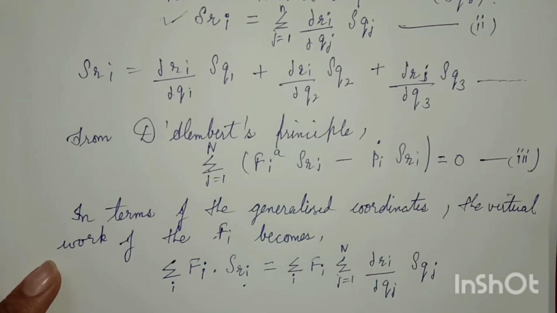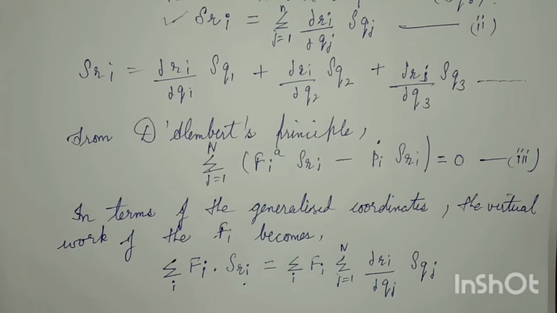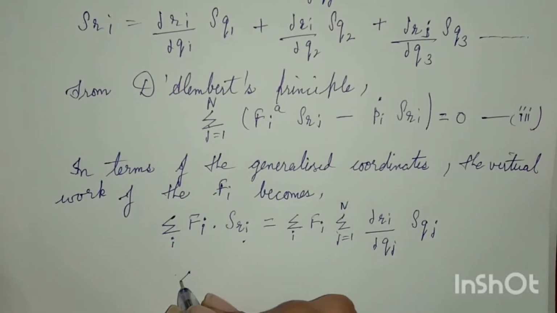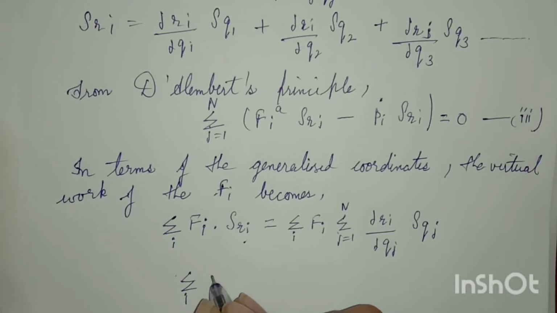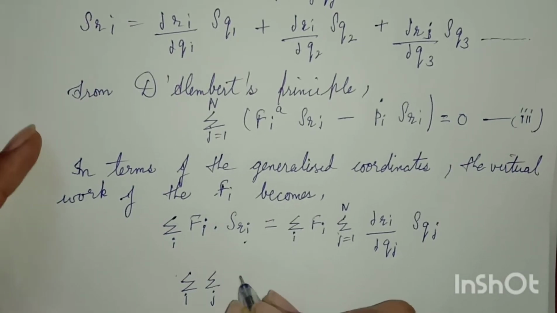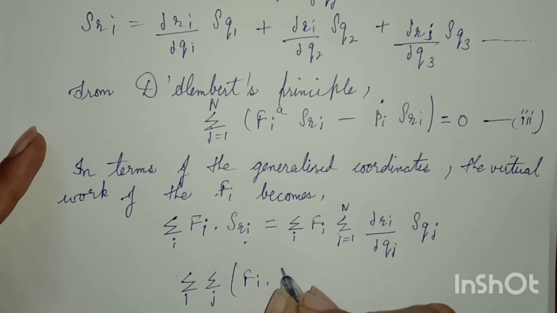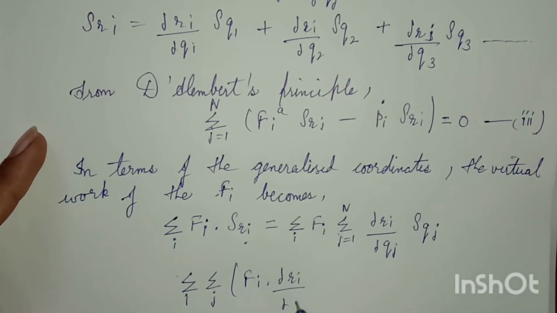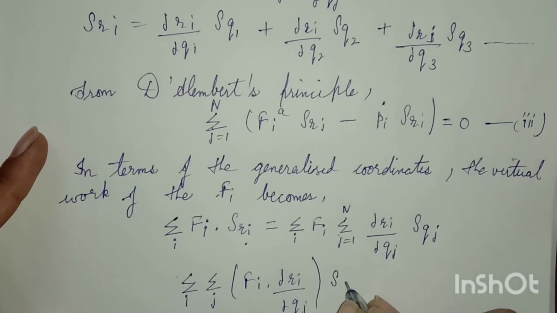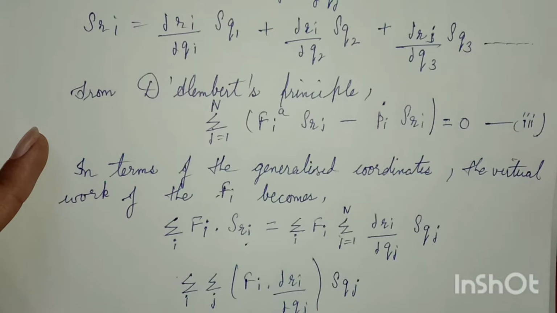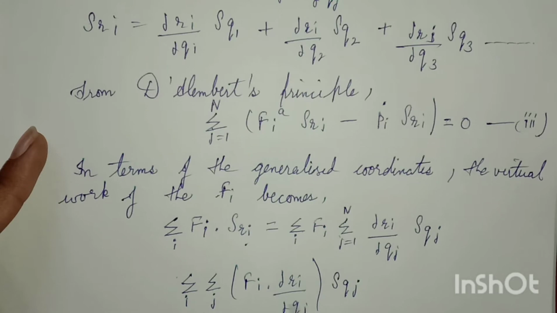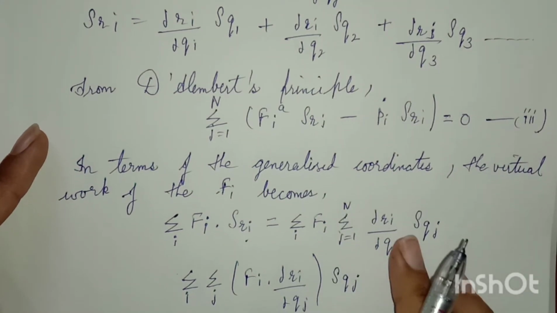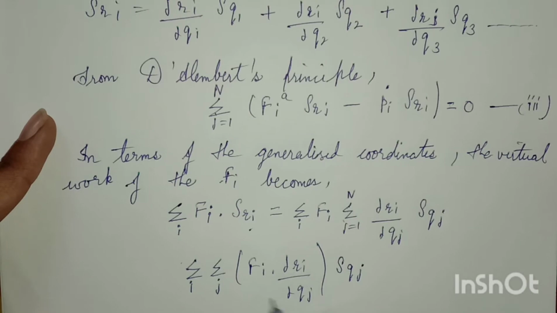Now we can write summation i, and this is our summation j, Fi dot curl Ri upon curl Qj delta Qj. From here we have taken out summation i j from this equation. Now this whole expression is equal to Qj.